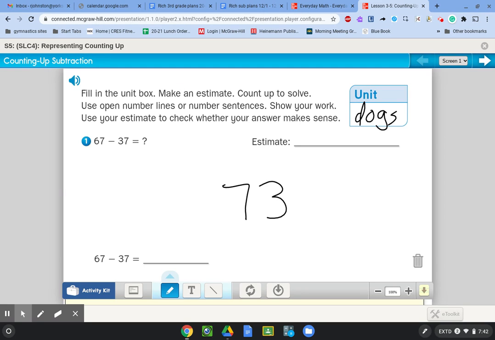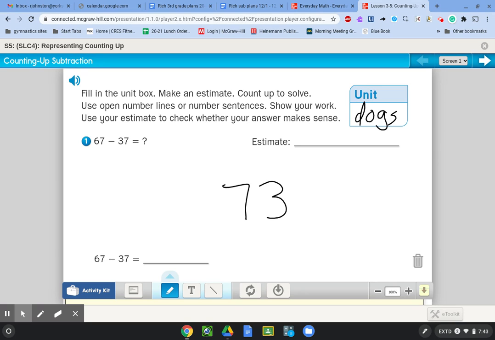Use an open number line or number sentences. Use any strategy to solve problem 4. So if you don't like the counting up strategy and using an open number line, you can use whatever strategy you want to for number 4. But it should be one that gives you the right answer and doesn't take you too long to do. If you find a strategy that takes you a long time, then you probably need to use a different strategy. If you find a strategy that doesn't always get you the right answer, you probably need to use a different strategy because that one doesn't seem to be working for you.